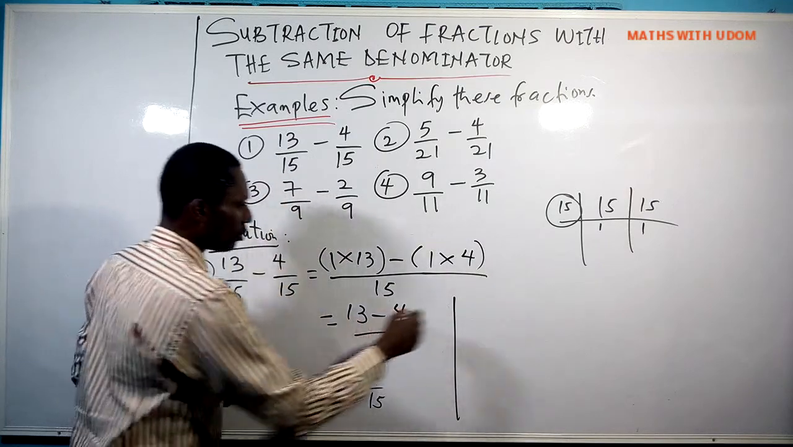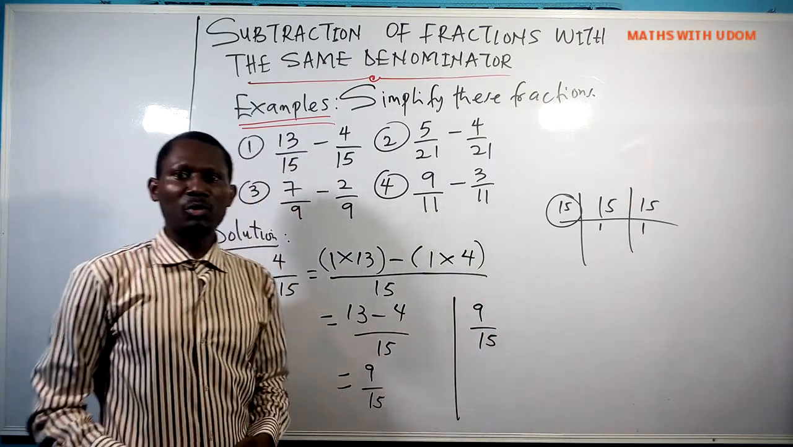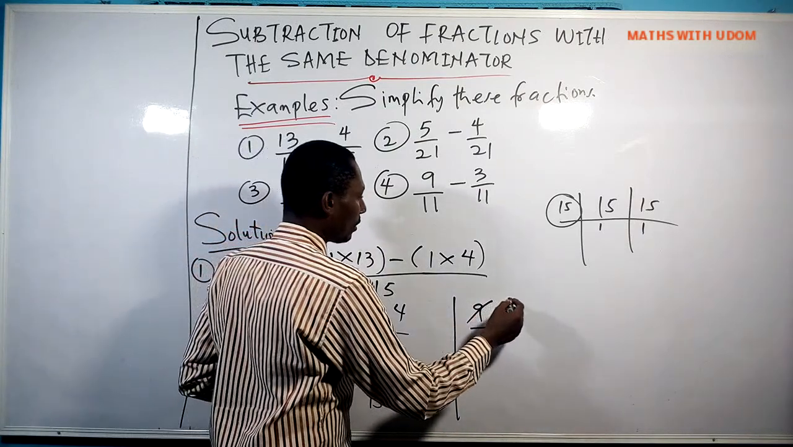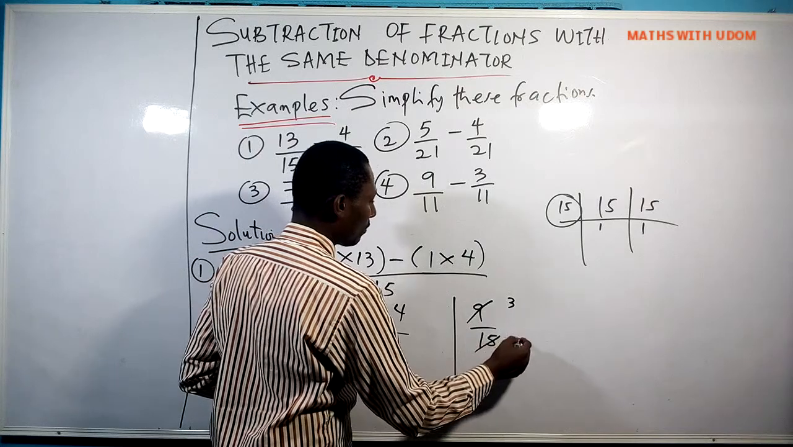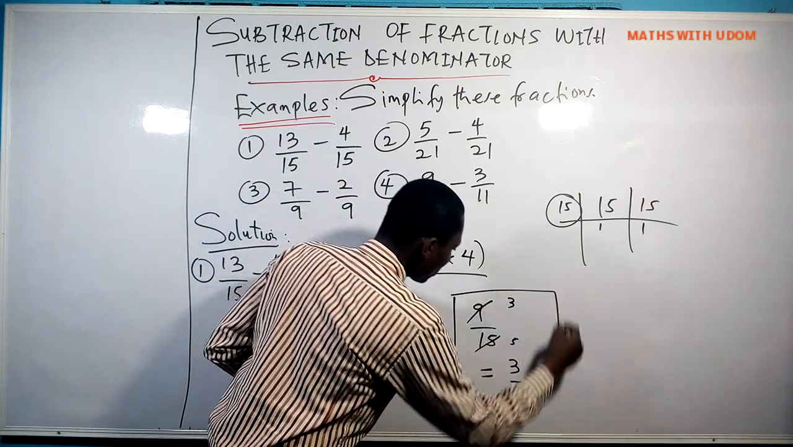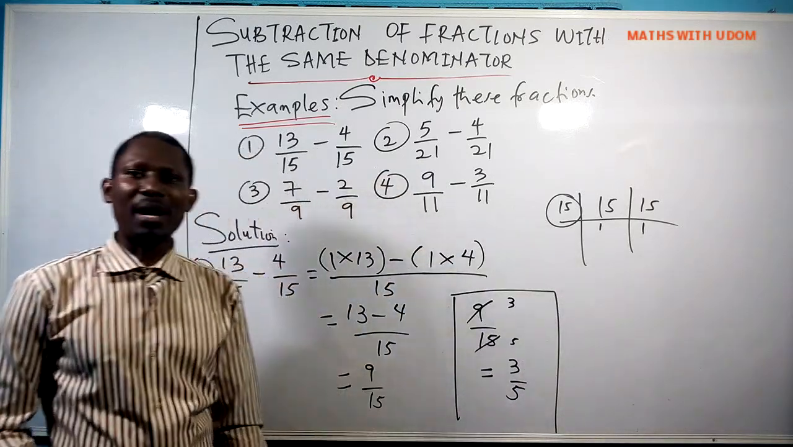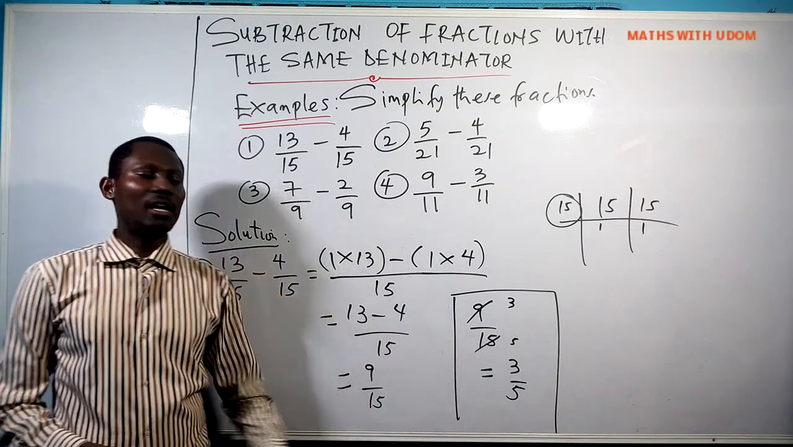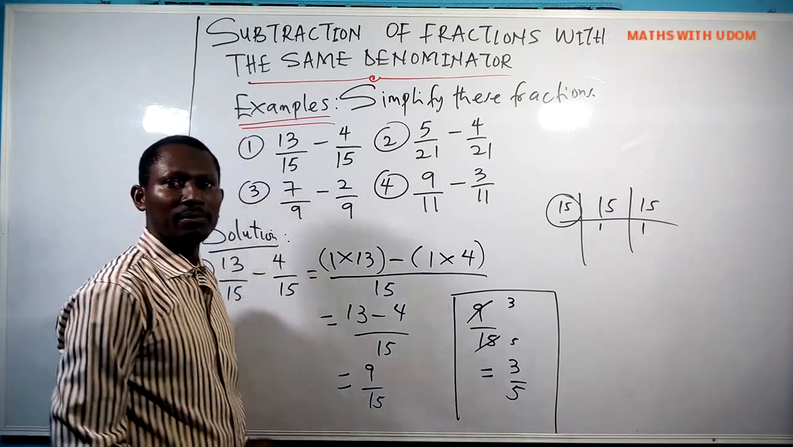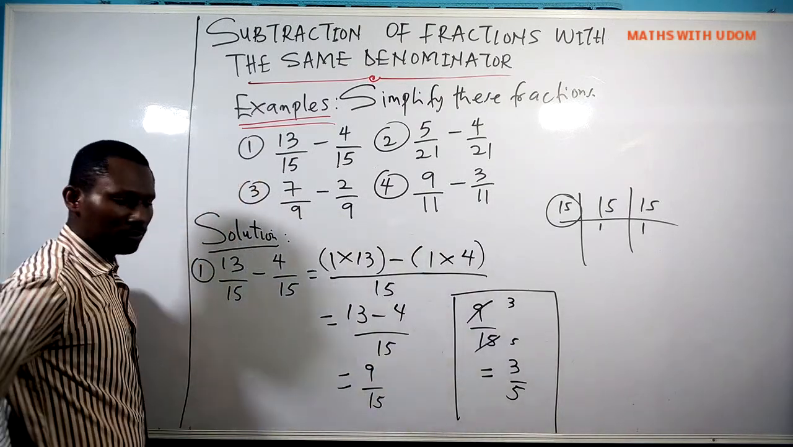So we have 9 divided by 15. What can go between 9 and 15? 3 can go. 3 in 9 will give us 3, and 3 in 15 will give us 5. So our final answer is 3 divided by 5. This is a proper fraction, so we leave the answer this way because it's a proper fraction. Is that okay? Okay, let's move to the next example.